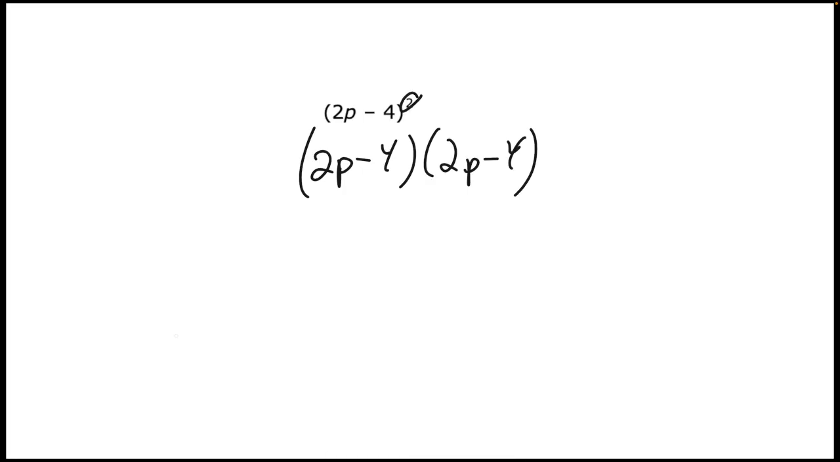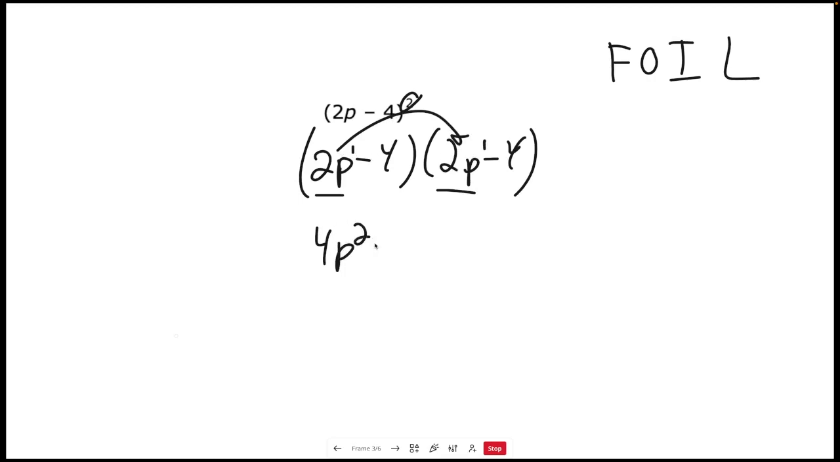And so now, there are a couple of ways of looking at this. A lot of students will learn the FOIL method. F stands for first, so you look at the first terms in each parenthesis. So 2p times 2p, remember there's invisible 1s here. So 2p to the first times 2p to the first is 4p to the second power.